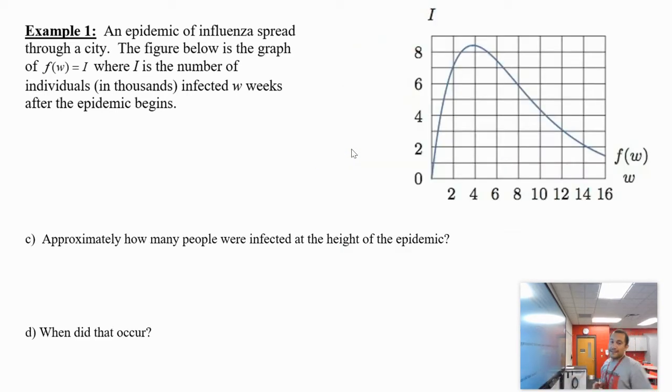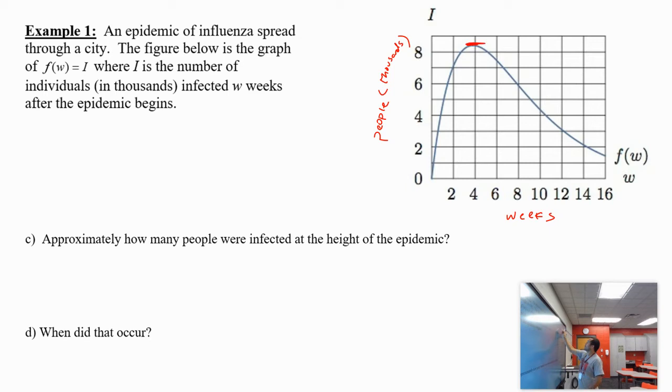So the next example on your notes. Again, these are people in thousands. These were weeks. So it says approximately how many people were infected at the height of the epidemic. So it's asking how high did it get? Well, it's way up here. It looks like it'd be, and it's approximate, about 8,500 people.